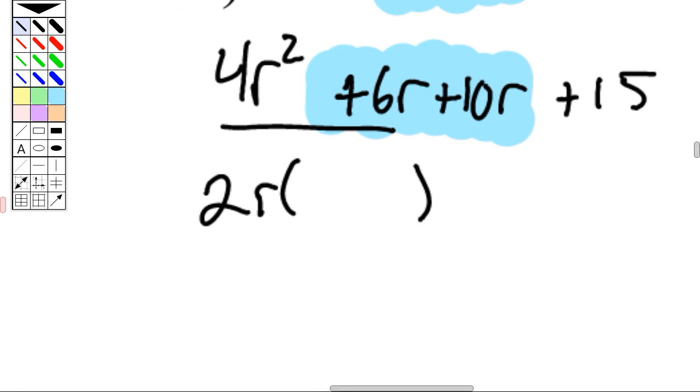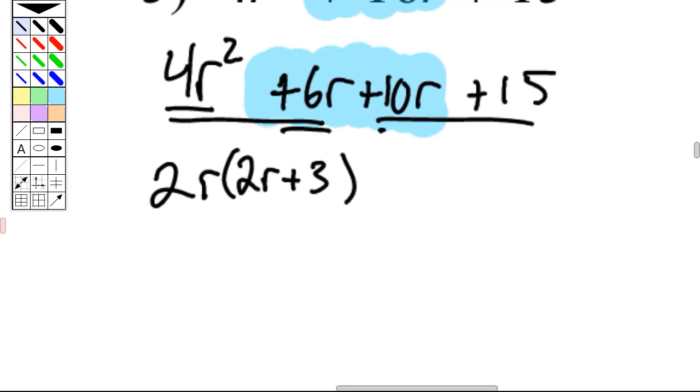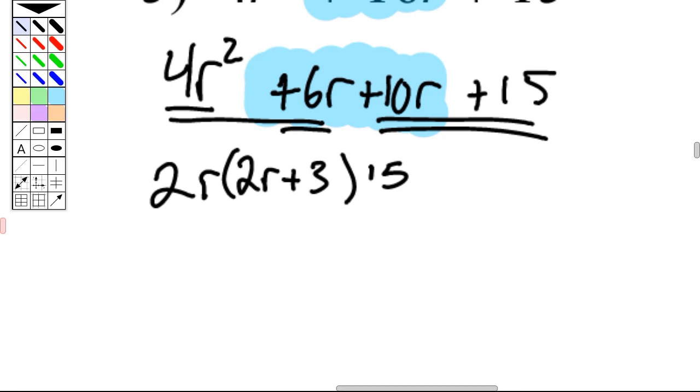2r times what makes 4r squared? Well, 2 times 2 makes 4, and I need one more r. 2r times what makes 6r? Well, 2 times what makes 6? Positive 3. Do I need to put any r's there? Nope, I already got it. How about over here? 10r and 15. Well, they both have a 5. And positive, positive. Yep, so I'm going to take a positive out.